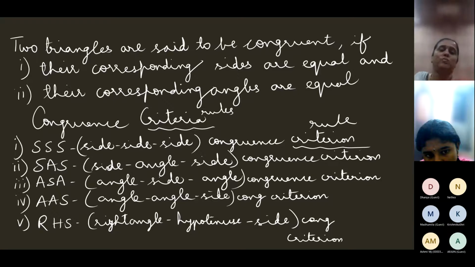Now we have to identify. We have three equal parts: in the two triangles, we have two pairs of equal sides and one pair of equal angles. So we have only one congruence rule, that is SAS, because two pairs of sides and one pair of angles is only SAS. You can check it.